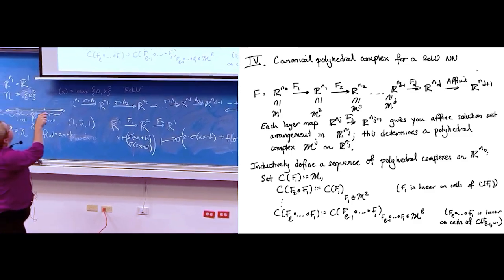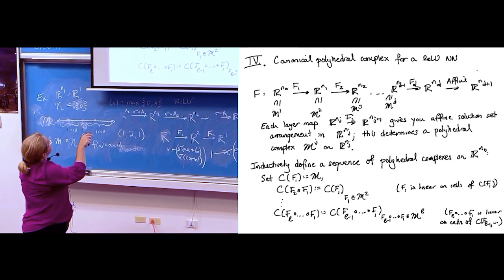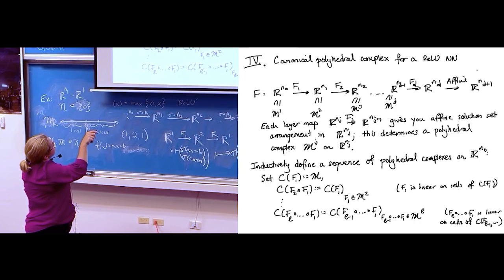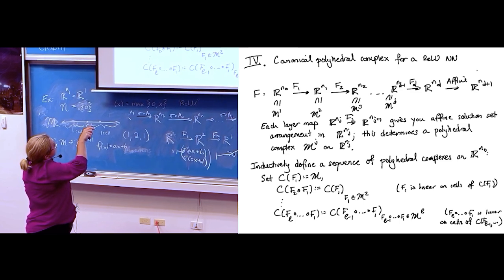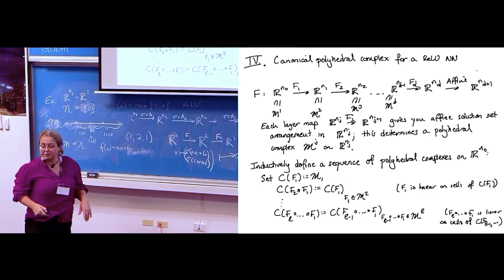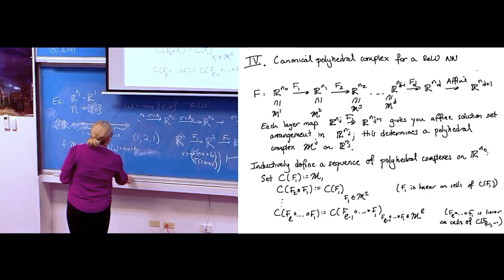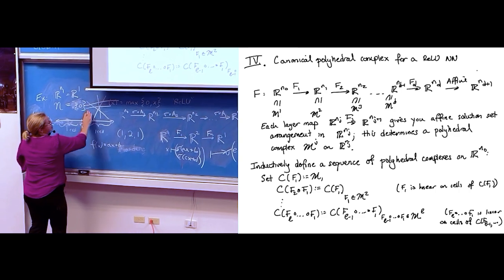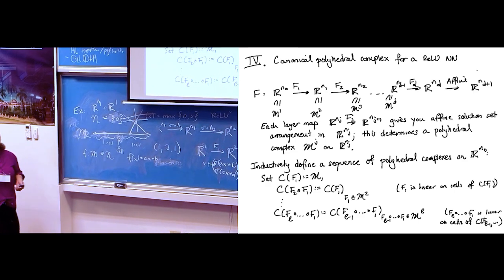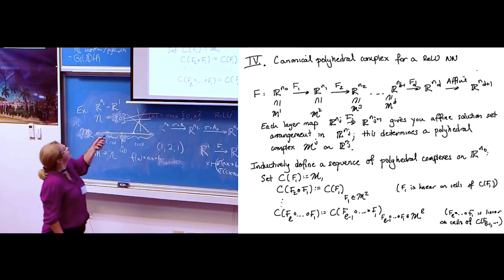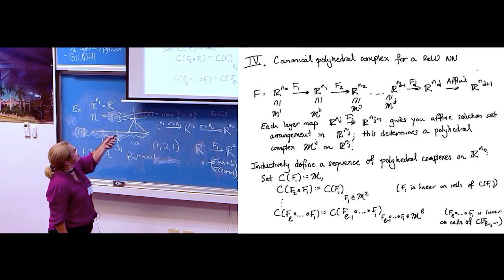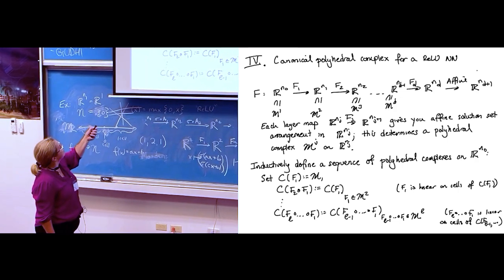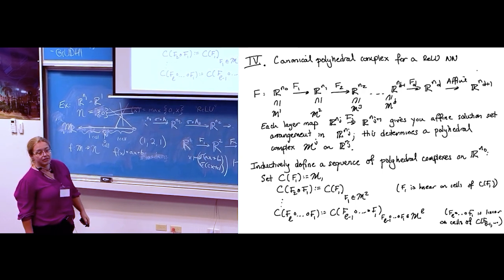So here's our neural network. Each layer map, say F2, gives you hyperplanes that live in its domain, R^n1, and those hyperplanes give you a polyhedral complex. If here's R2 and you have hyperplanes, this determines a polyhedral structure on that space. So for each one of these maps, it gives us a polyhedral complex on its domain. And I'm calling these M1, M2, M3, and so on.